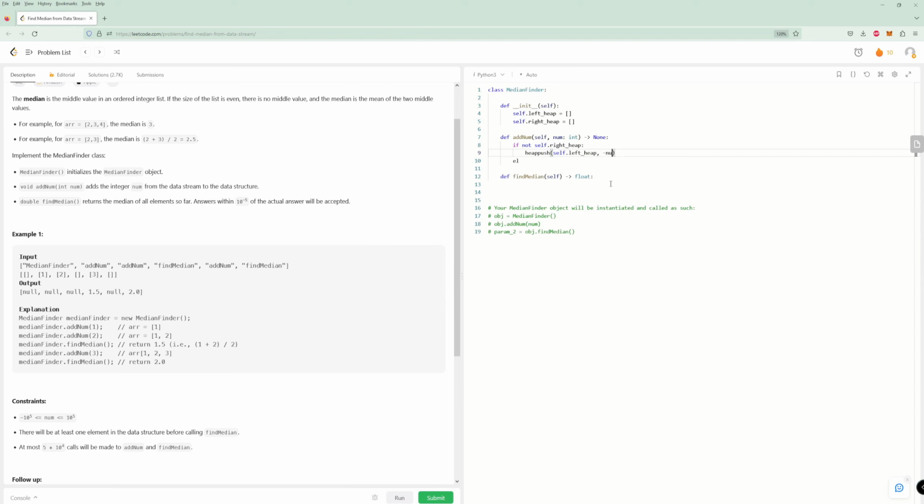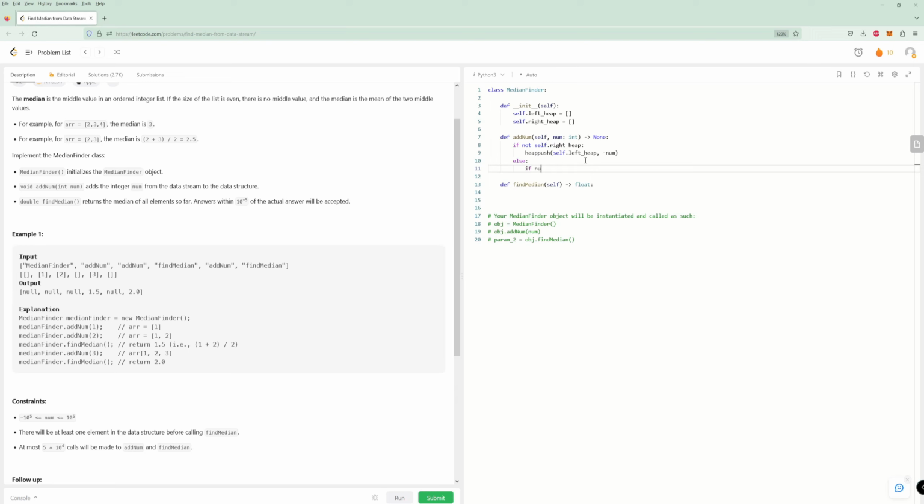I forgot. Okay. Now, because we're never removing numbers, we can never have the case where we have a right heap and not a left heap. That's not possible. So we either have two heaps or we're going to have just a left heap. And so if we have two heaps, then that's going to be our else case. And now we're just going to push to the heap that it needs to go, right?